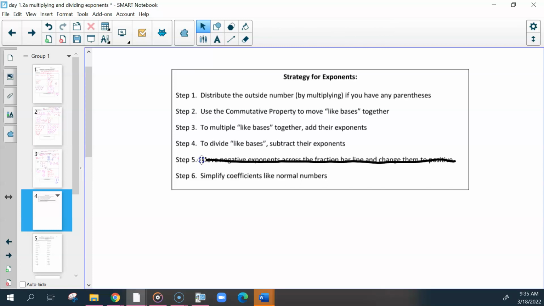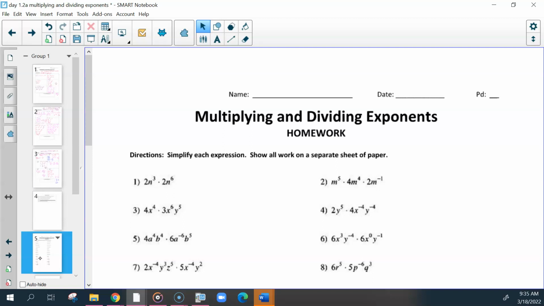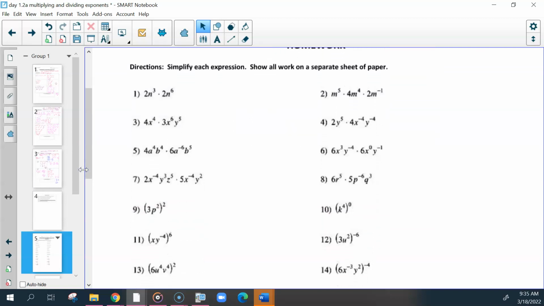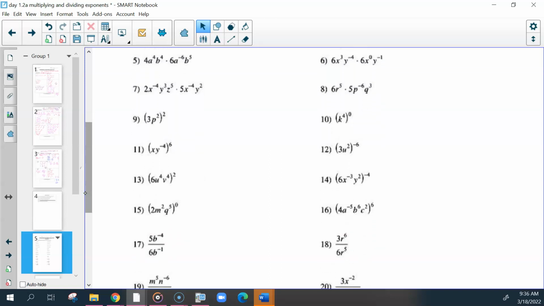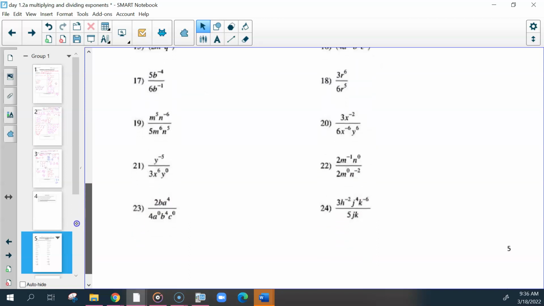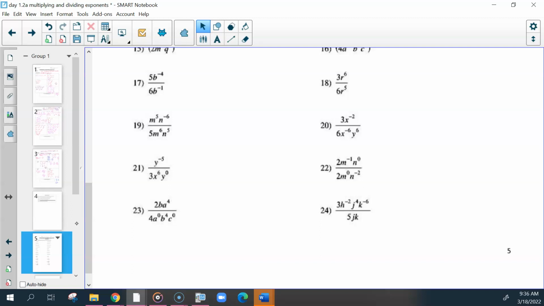So on the next page, there are a lot of problems. I would do as many as you can. Maybe do some here where you're multiplying like bases. Find some where you have some of the same numbers or have negatives or have zeros. Then move on to where you're raising an exponent to another exponent and you have like bases. And then move on to dividing. Do as many of these as possible. You have time to finish them all, but you don't have to do them all, but do as many as you can.